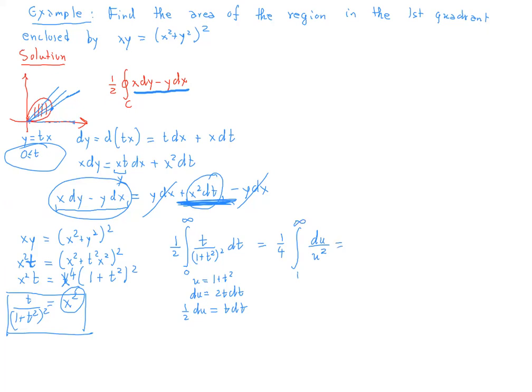The antiderivative of 1 over u squared is negative 1 over u. So we're going to get negative 1/4 times 1 over u, and we have to go from 1 to infinity. Of course, when we say plug in infinity, we really take the limit of 1 over u as u tends to infinity, which is 0. And if we plug in 1, we get 1/4. It's negative 1/4, which means that the final answer becomes 1/4. And that's it. That's the area.